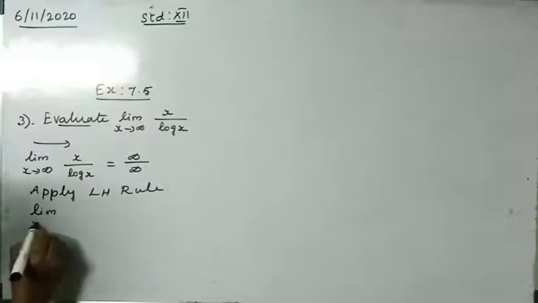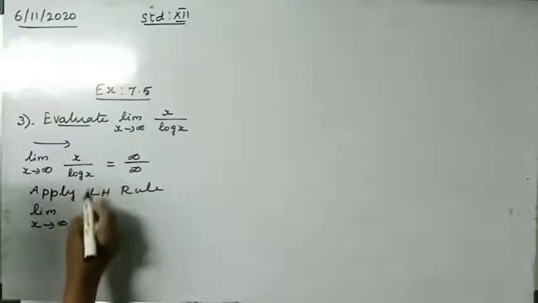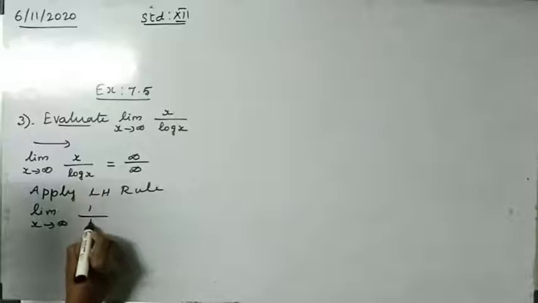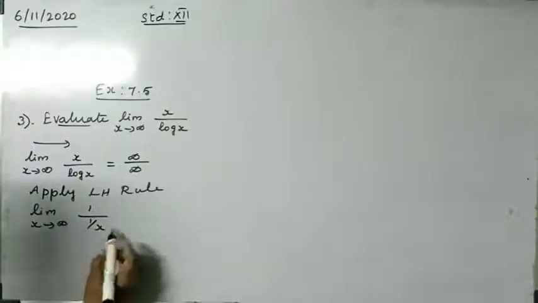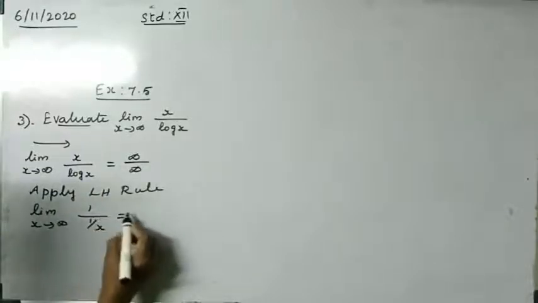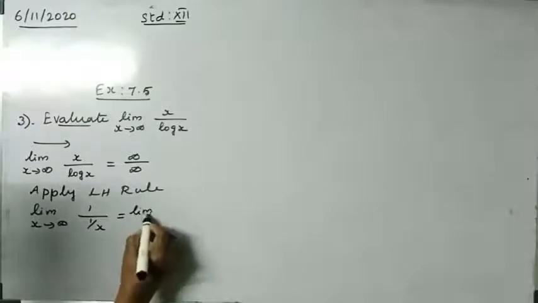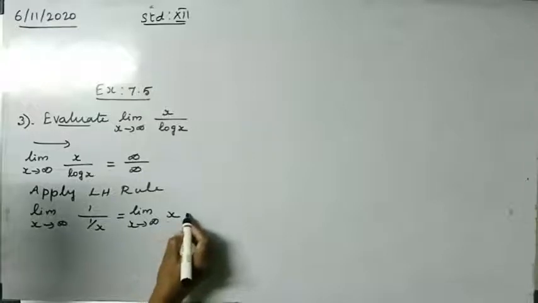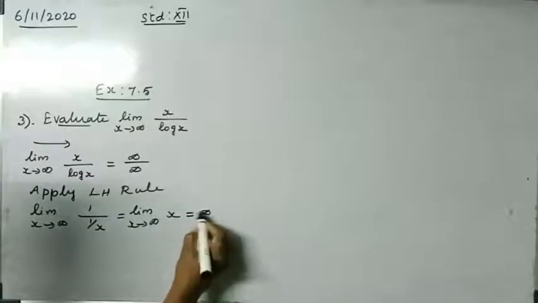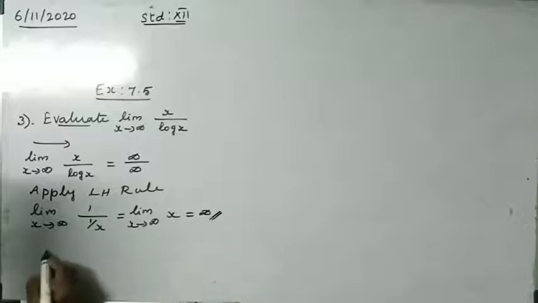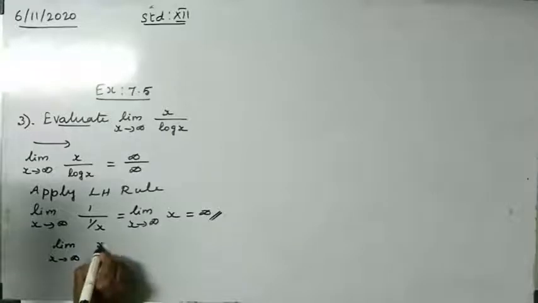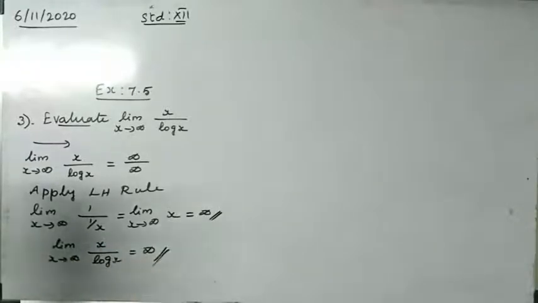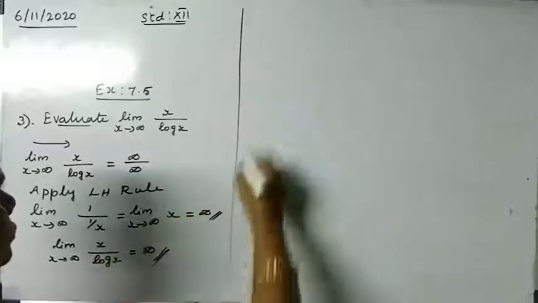So limit x tends to infinity, x differentiate panna 1, log x differentiate panna 1 by x. So which is equal to, taking reciprocal, we are getting x. So limit x tends to infinity x. If I substitute the limit, x is equal to infinity, then it is infinity. That's all. This is the answer. Write the answer. Limit x tends to infinity x by log x is equal to infinity is the answer. Now let us go to fourth question.